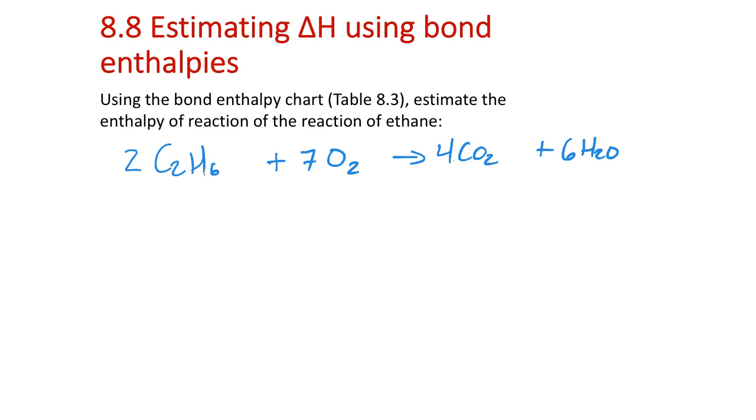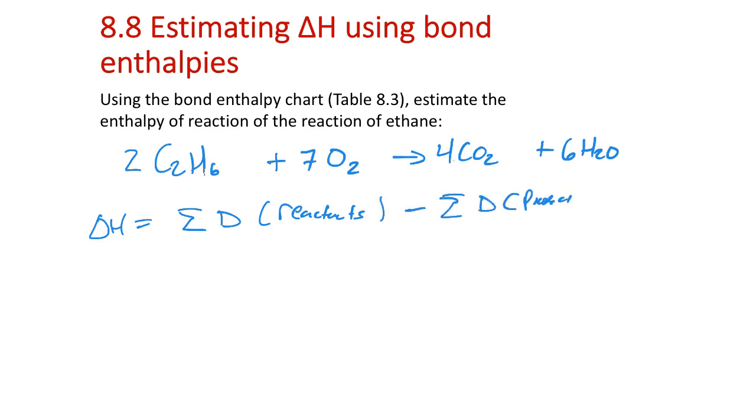Okay, so using the bond enthalpy charts, we can estimate the delta H of this reaction by taking the sum of the bond strengths of the reactant bonds that we have to break, minus the sum of the product bonds that we form. So this is the broken bonds, this is the formed bonds.